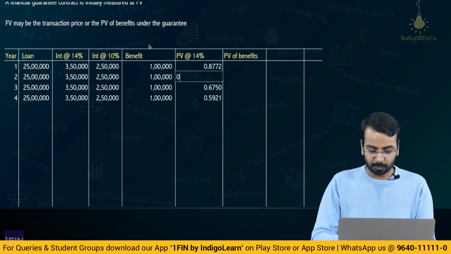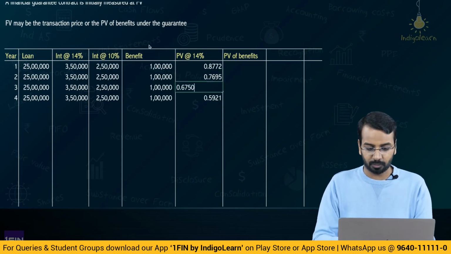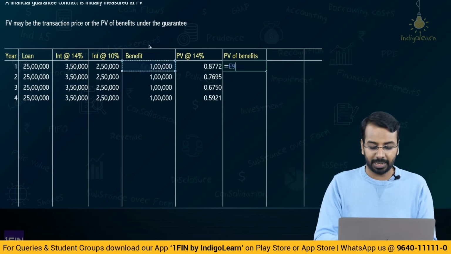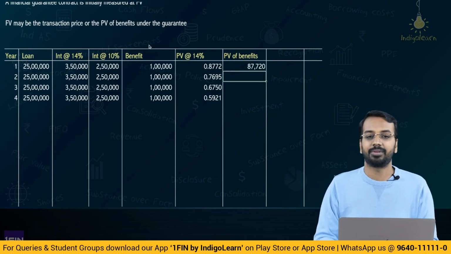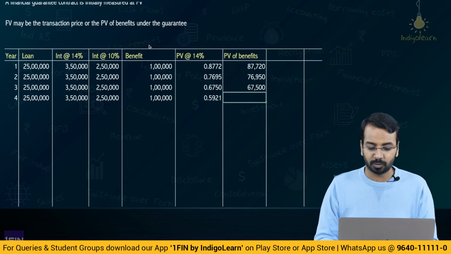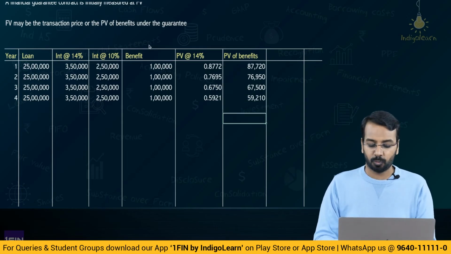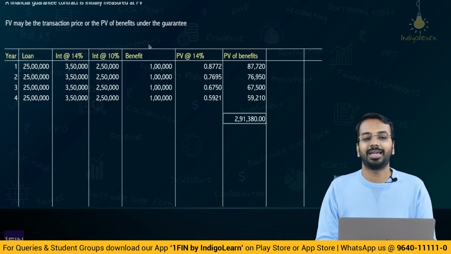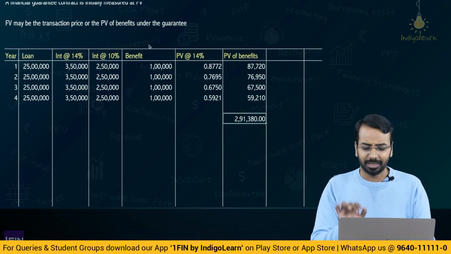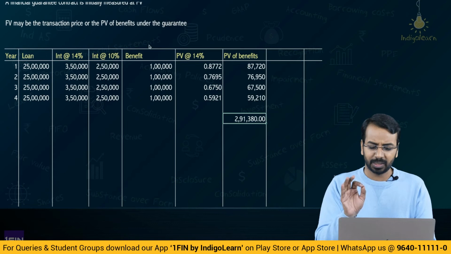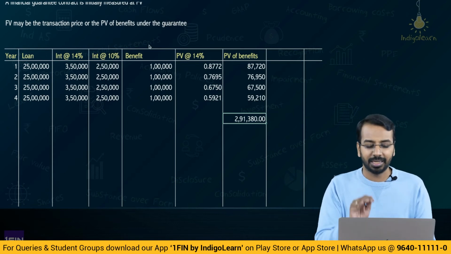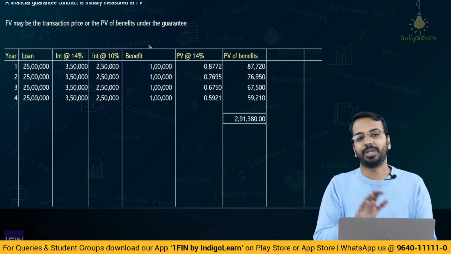0.8772, 0.7695, 0.6750, 0.5921, and the present value of benefit is 1 lakh multiplied by this number: 87,720, 76,950, 67,500 and 59,210. So the total benefit is how much? 2,91,380. There can be some rounding difference here and there. 2,91,380 is the present value of the benefits.